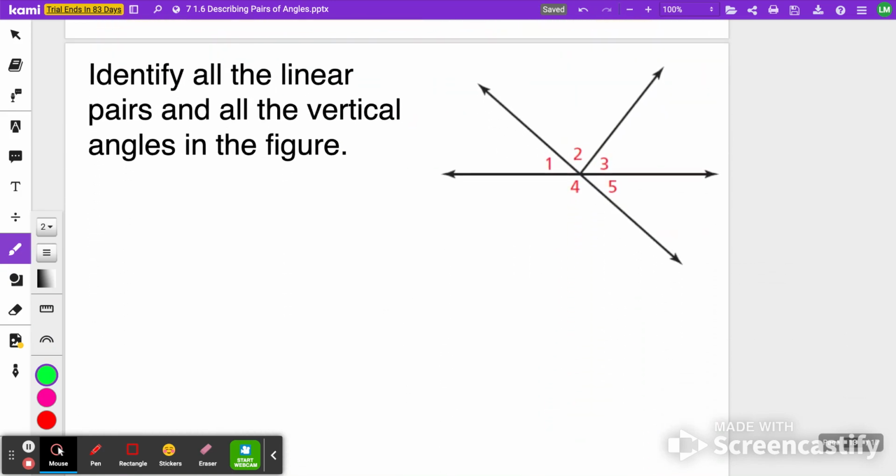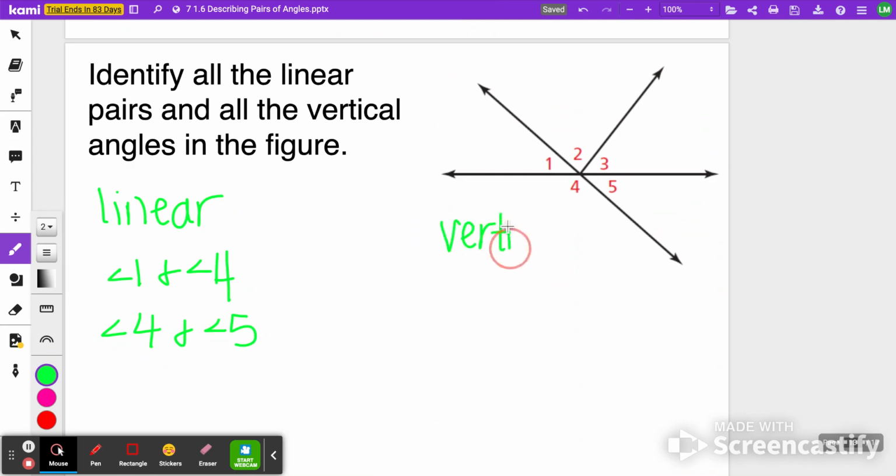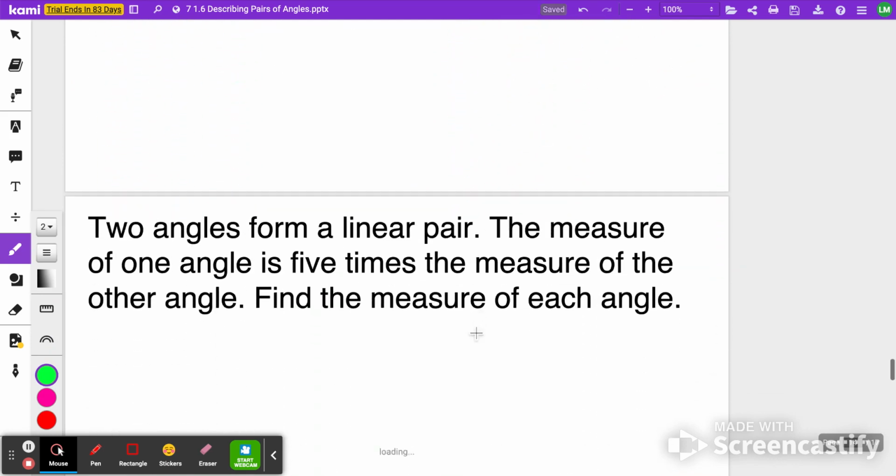So what we're going to do first together is identify all linear and all vertical pairs. We're going to start with linear. For linear, angle 1 and angle 4, because they're in a straight line. Angle 4 and angle 5 are also a pair of linear. Now we need to find vertical. There's only one pair of vertical here, and I'm going to tell you why. The only pair of vertical angles are angle 1 and angle 5 because they look like they're equivalent. I cannot use 2 and 4 because 2 is a lot smaller than 4. Same thing with 3. 1 and 5 are my only vertical pair.